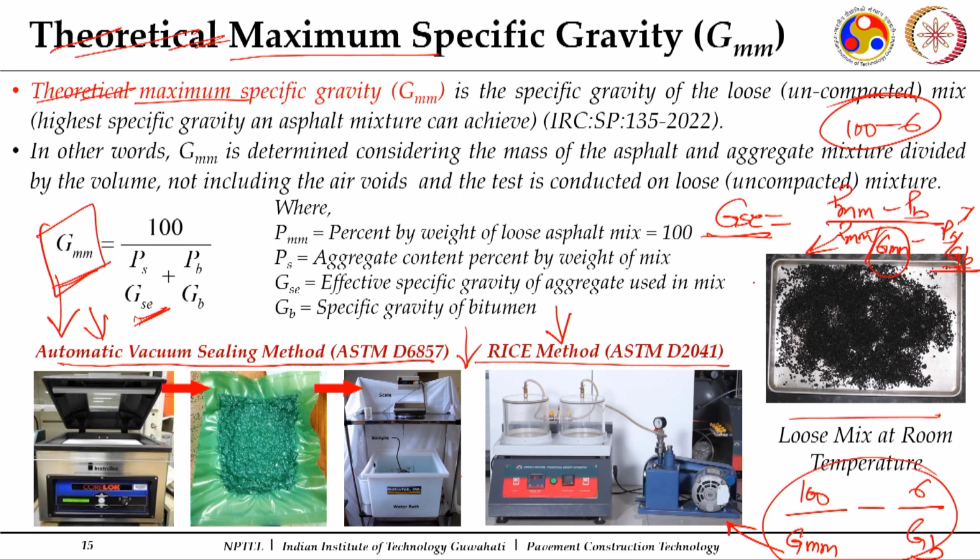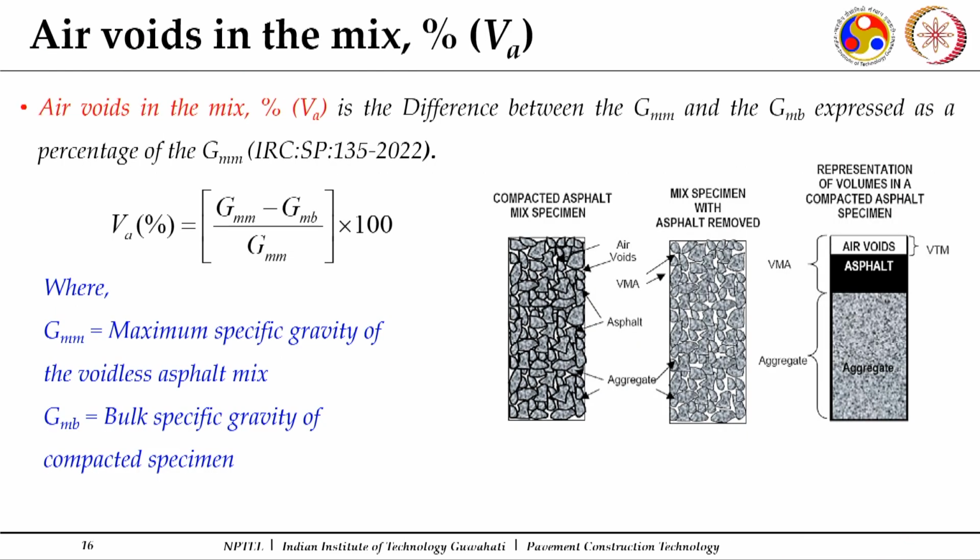Once this GSE is known to you, from this expression you can reversely work it out and figure out the GMM at other binder contents. So this was my 6. Now at other binder contents also I can work out the GMM if the GSE is known to me. So it is done in this particular manner.